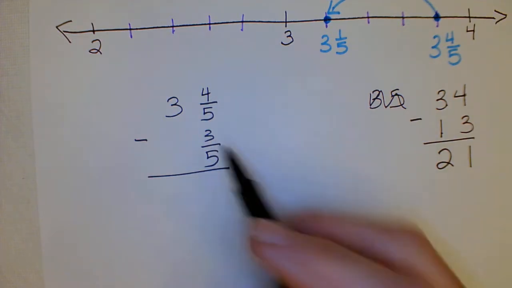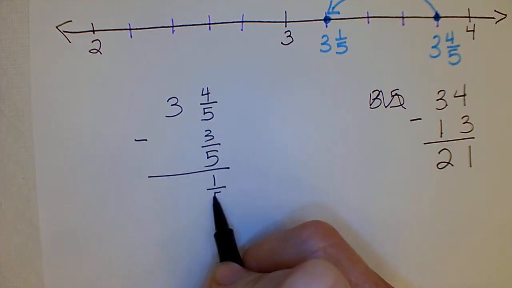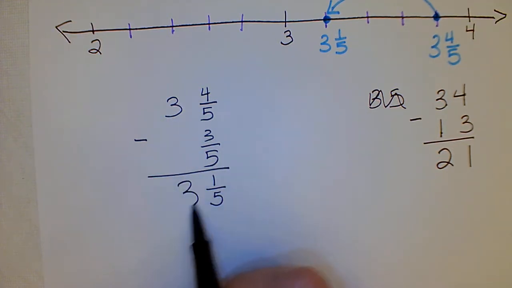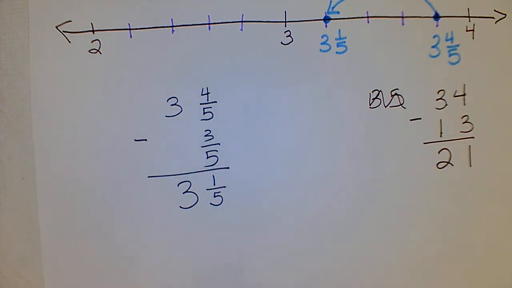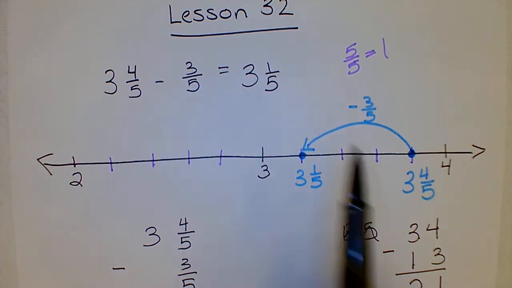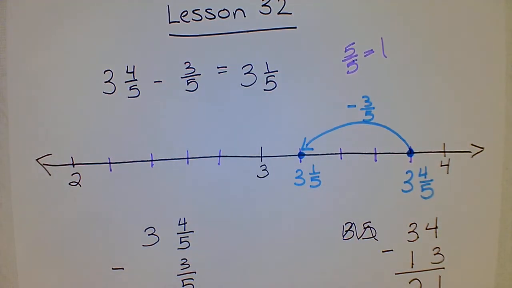So 4 minus 3 is 1. 1 what? 1/5. And then 3 minus nothing would leave us with 3. So either way, we're getting the same exact answer. We're getting 3 1/5. So 3 1/5 doing it vertically, 3 1/5 doing it on a number line, and 3 1/5 when we did it horizontally.